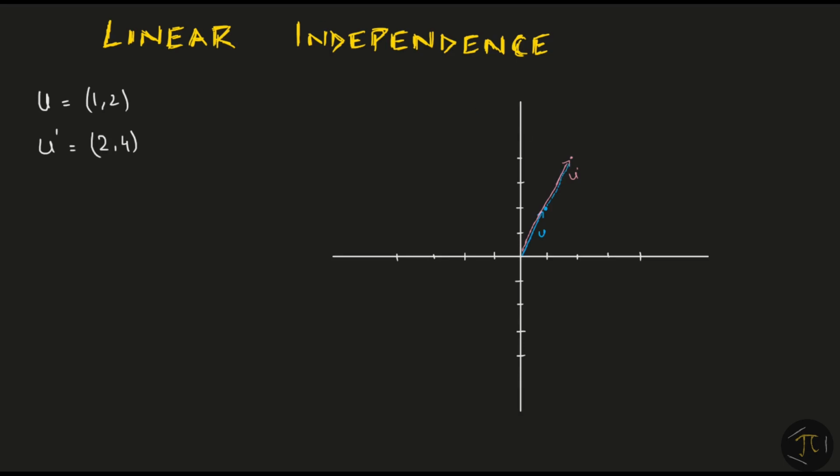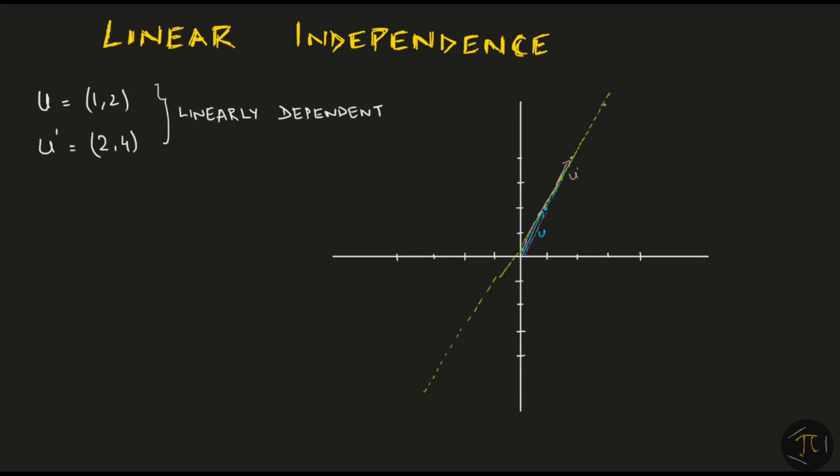So yes, u dash can be written as a linear combination of u. Now can this work the other way around? Meaning, can I write u as some linear combination of u dash? Obviously, half of u dash is u. So these two vectors here are aptly called linearly dependent vectors.